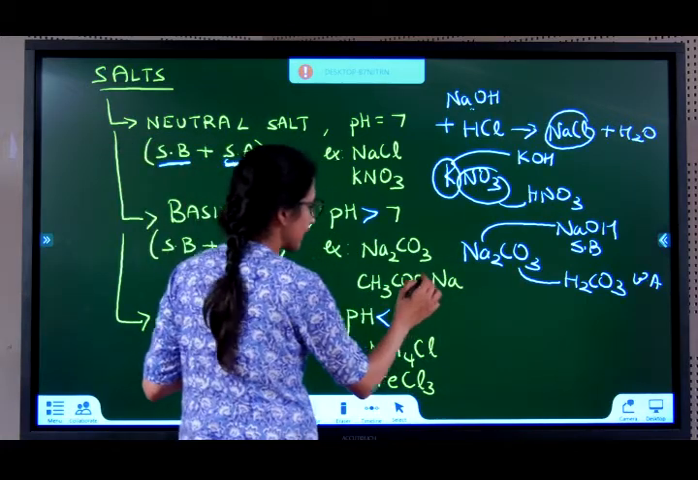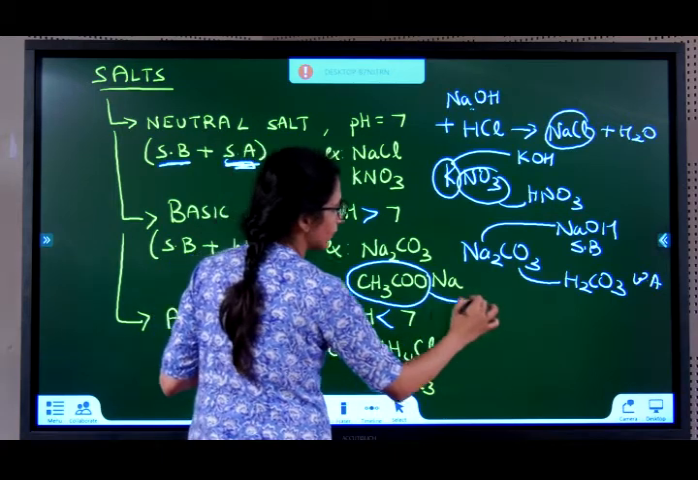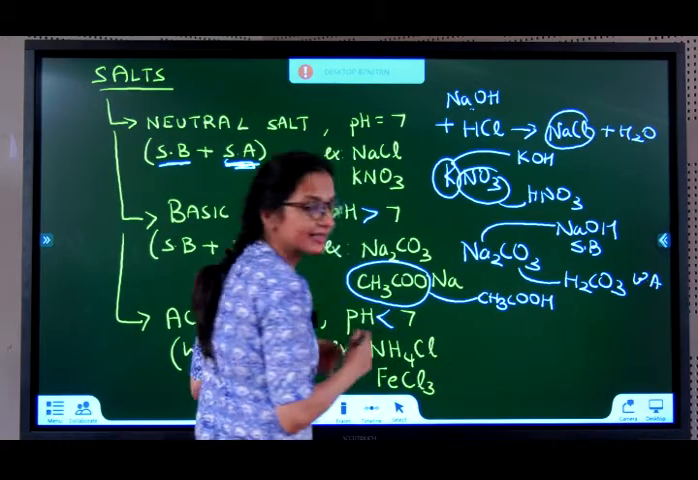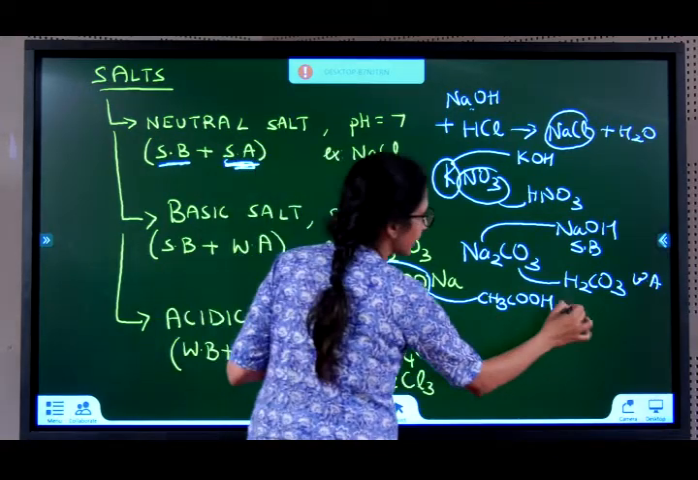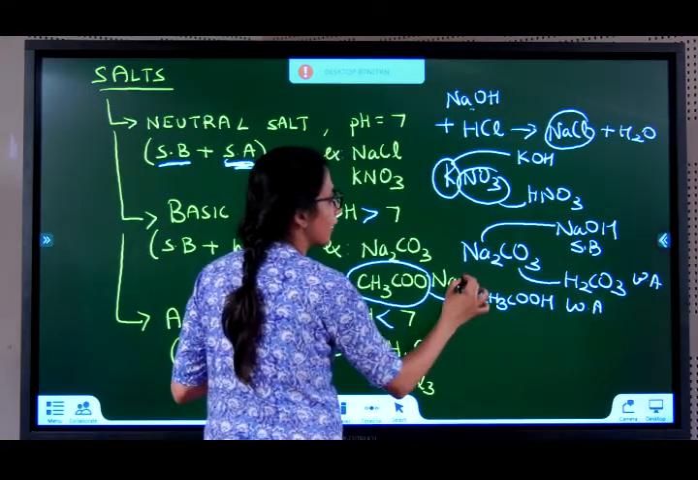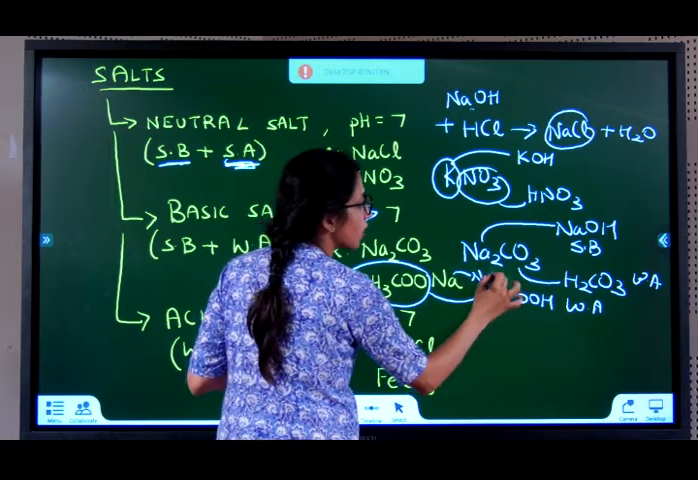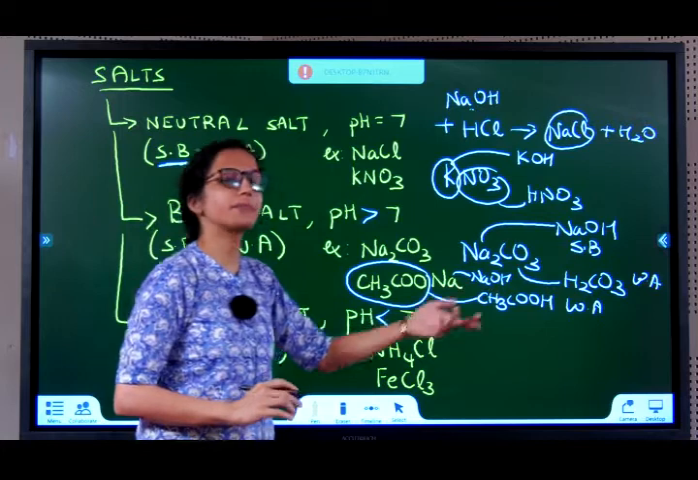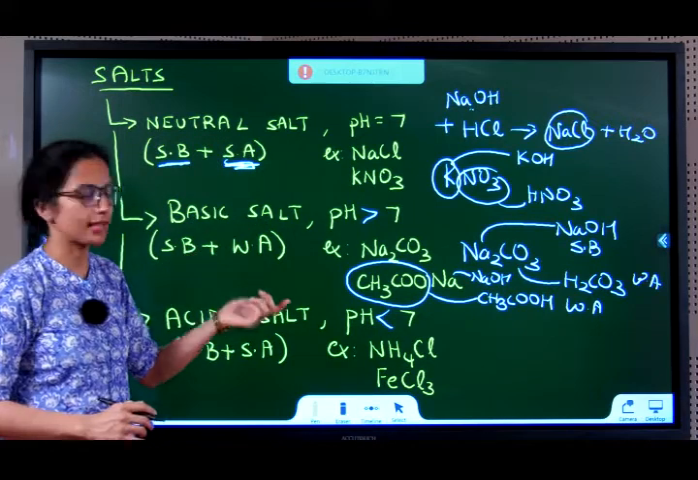CH3COONa. CH3COO will come from CH3COOH, which is acetic acid, weak acid. Na will come from NaOH, strong base. Weak acid, strong base, salt is basic.